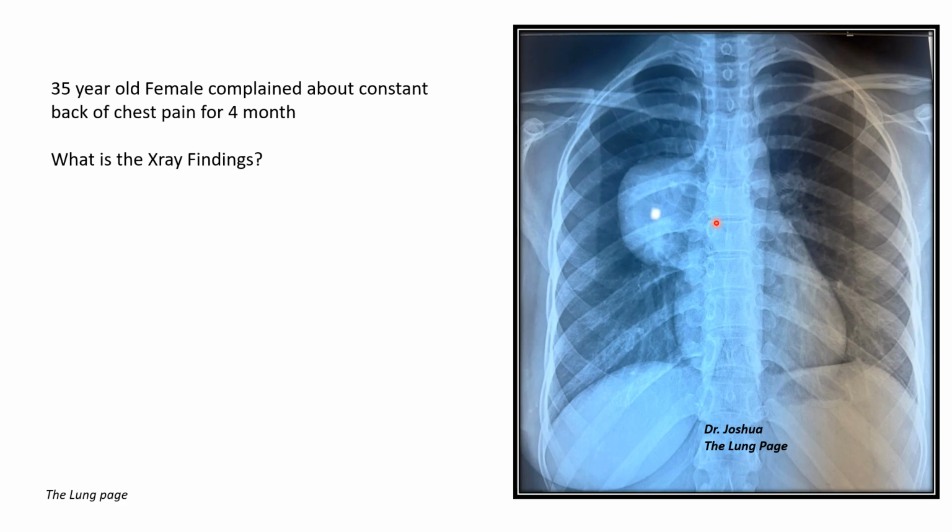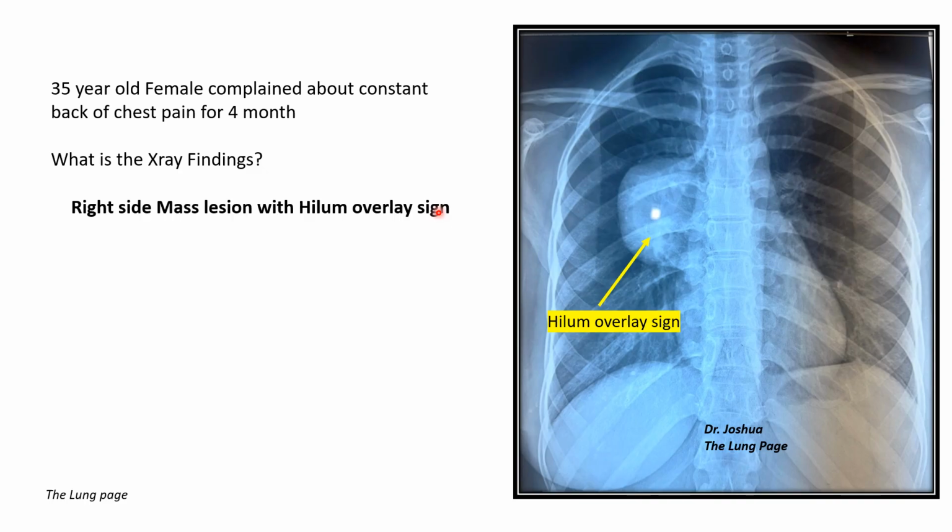And when you look very carefully, you see this trachea and right main bronchus is visible. And also you see here, this dot is there, these vessels are visible. So this is called the hilum overlay sign. So the chest X-ray interpretation of this chest X-ray is a right-sided mass lesion with hilar overlay sign.